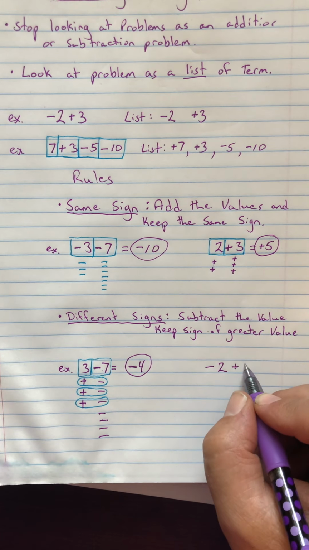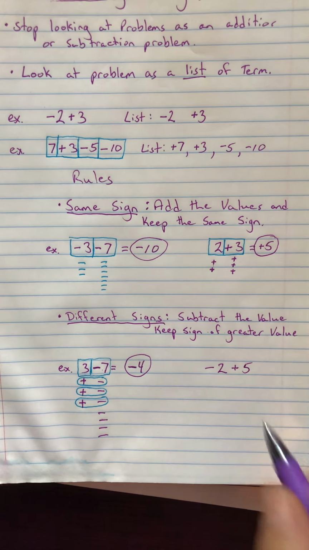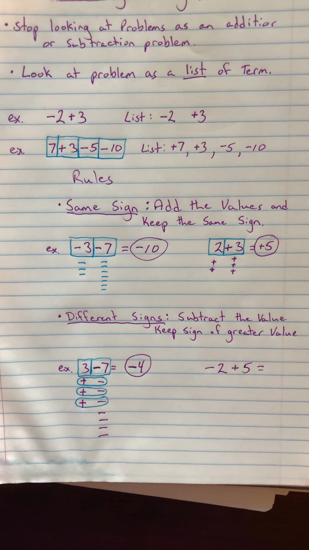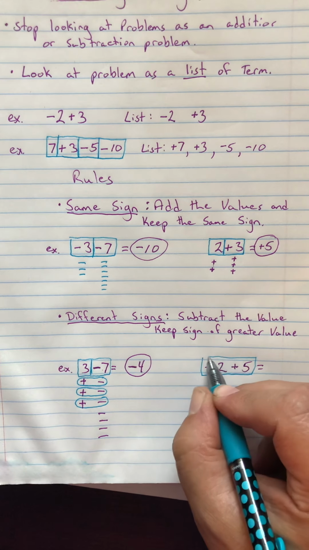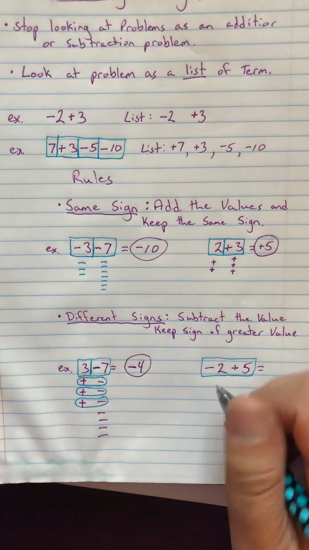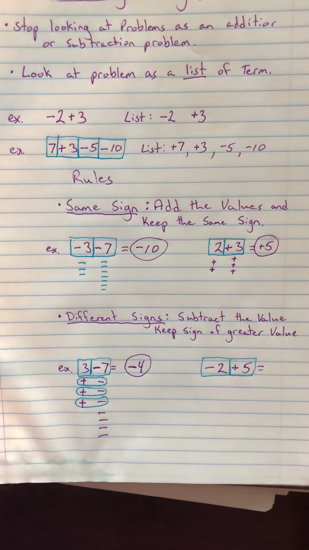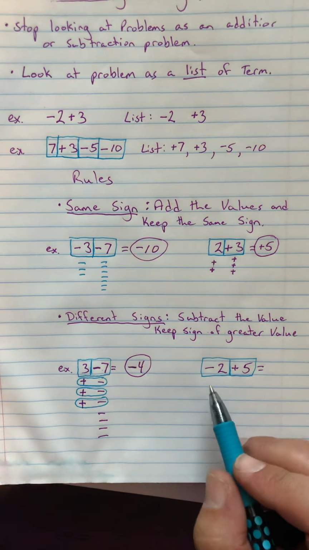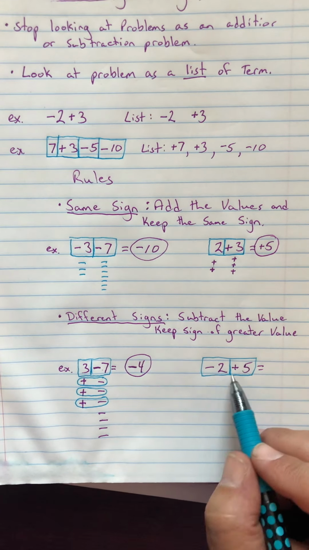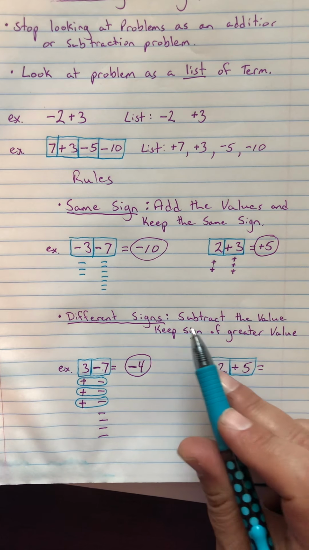Okay. Negative 2 plus 5. Now, we look at it, instead of an addition problem, we draw our box, we draw our dividing line so that we can see the two separate terms. We have a negative 2, we have a positive 5. We have to recognize they are different. If they're different, we're going to subtract.